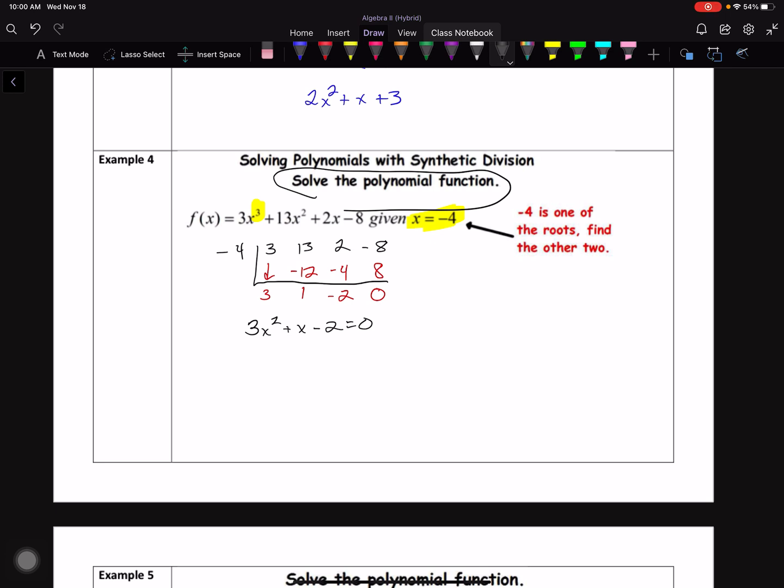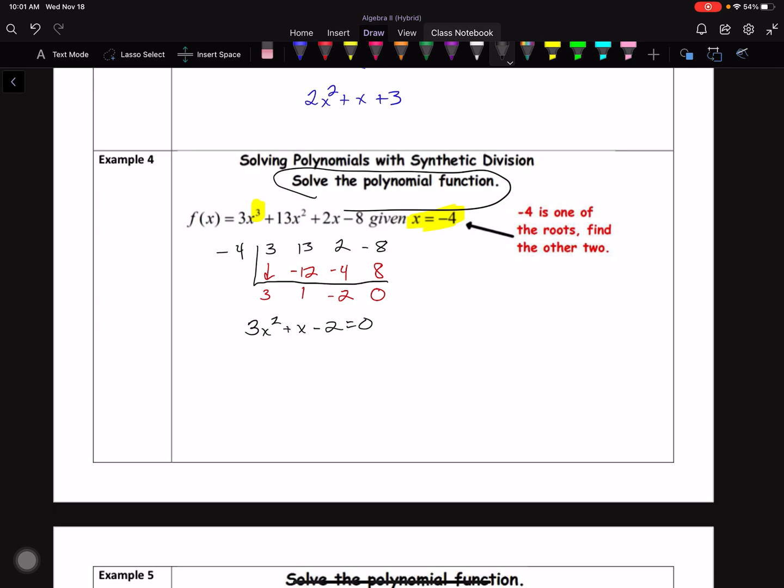So what's left is a new polynomial function, usually a quadratic, which we can solve using any method we want. Going back to Unit 3, you can factor if it's factorable. Completing the square, the quadratic formula always works. So just some options for you. Now this one is factorable, so I'm going to go ahead and factor it.